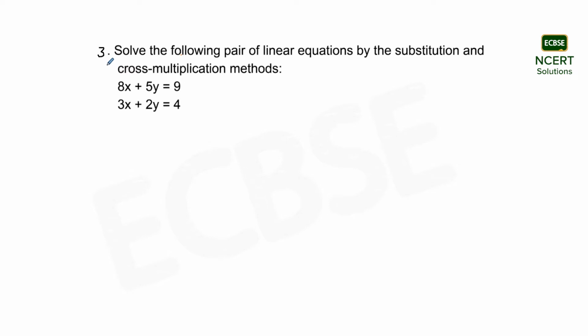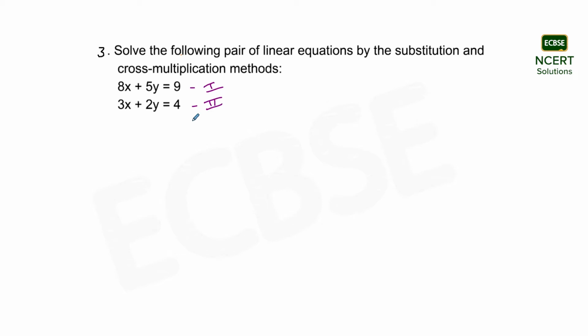Students, so here we are with question third of exercise 3.5 for the chapter Pair of Linear Equations in Two Variables. The question is: solve the following pair of linear equations by the substitution and cross multiplication methods. The two linear equations have been provided in the question. Let me mark this linear equation as the first and this as the second linear equation.